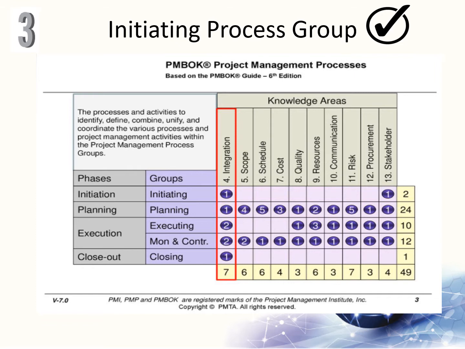The initiating process group consists of those processes performed to define a new project or a new phase of an existing project by obtaining authorization to start the project or phase. So within the initiating processes, the initial scope is defined and the initial financial resources are committed. But of course, internal and external stakeholders who will interact and influence the overall outcome of the project are identified. If not already assigned, the project manager will be selected. So this information is captured in the project charter and stakeholder register.